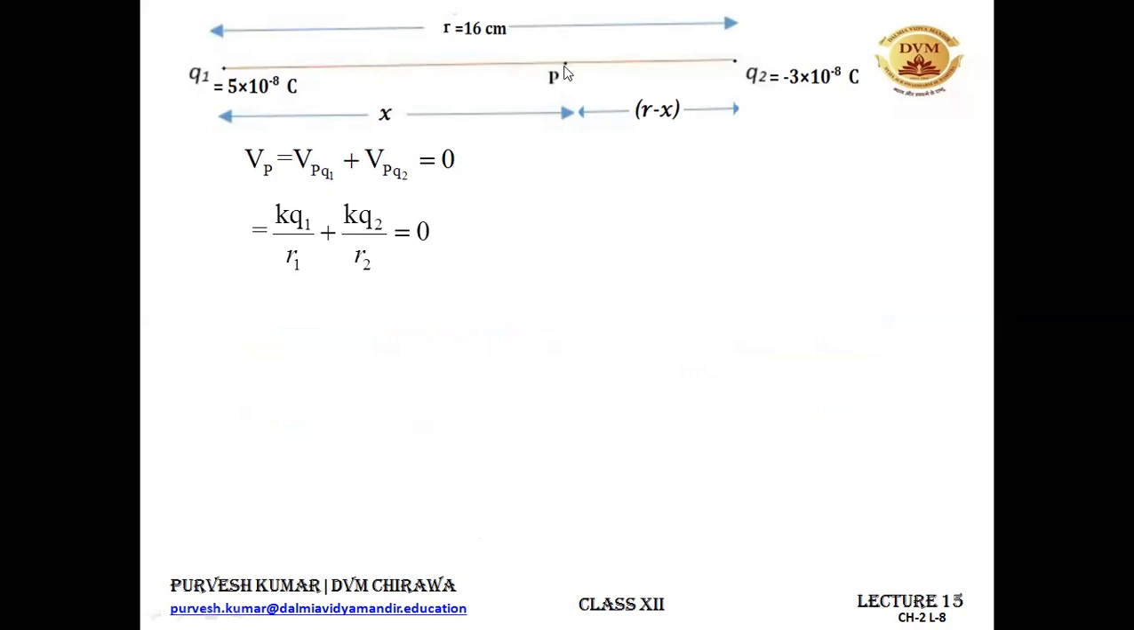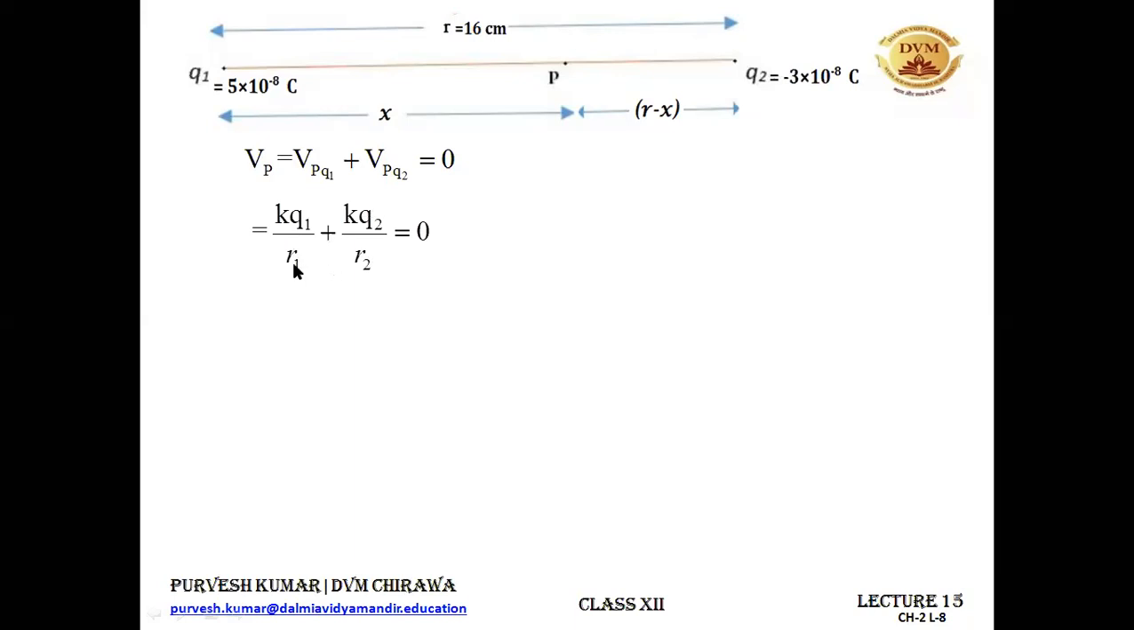So Vp because of charge Q1 is KQ1 upon R1, where R1 is the distance of point P from charge Q1. Similarly, the electrostatic potential at point P because of the charge Q2 is equal to KQ2 upon R2, where R2 is the distance of point P from charge Q2. So that's what we can write.